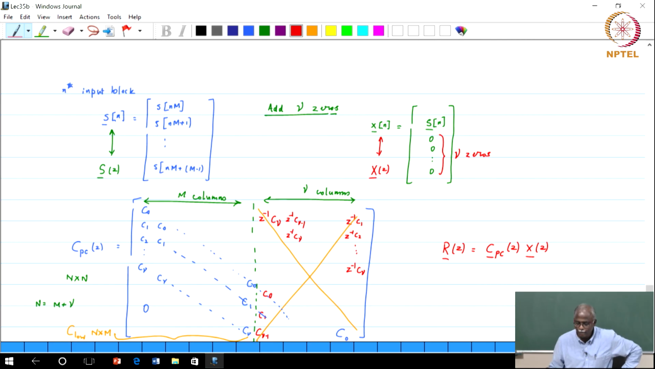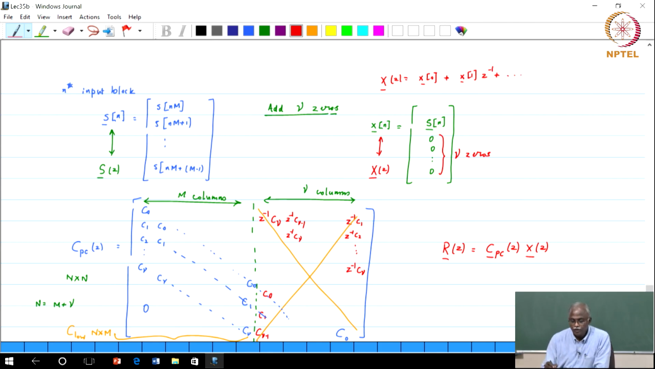Here we are padding x of n or x of z? You are padding x of n. That's a vector. We can't say that the lower values of x of z will be 0. If I write down the z transform of this, it will be x. Okay, let's write down, good question. What is x of z? It is x of 0 plus x of 1 times z inverse, and so on.